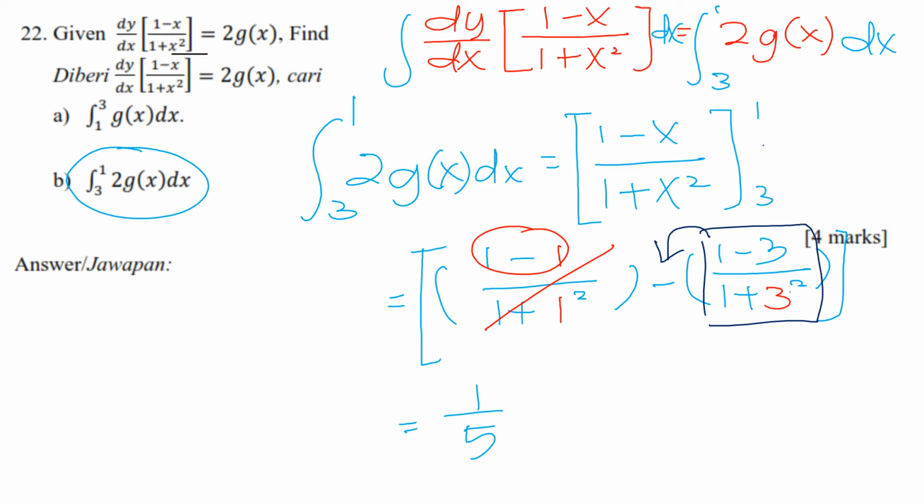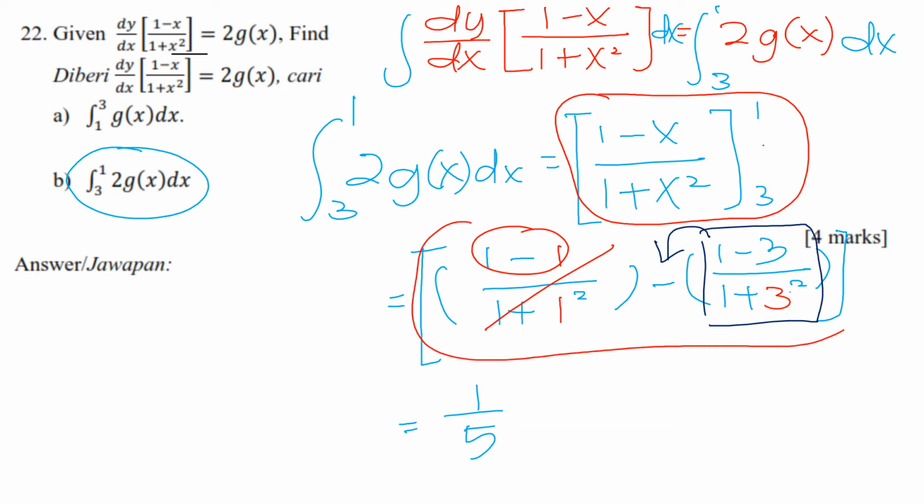Where are the 2 marks? 2 marks will be here. When you sub the limit, it's either here that you get it right, or here. I give this on this part. You get 1 mark here, and the answer 1 mark. So this is question 22.